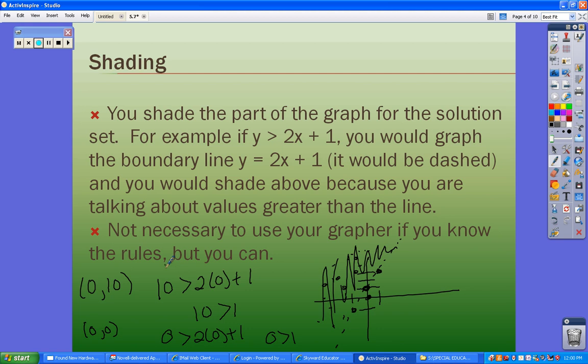You do not need to use your graphing calculator on this activity. You can just use the rules you know. You can use it, I just feel like it's kind of a waste of time. Greater is going to be dashed, and we're going to shade above.